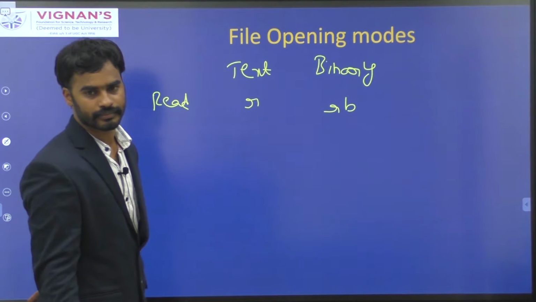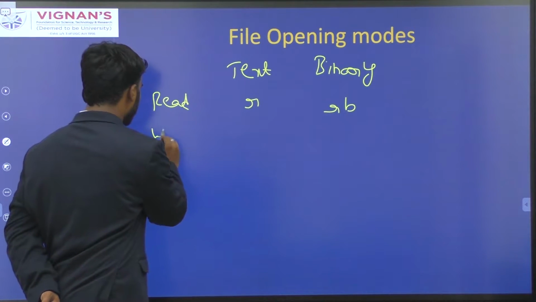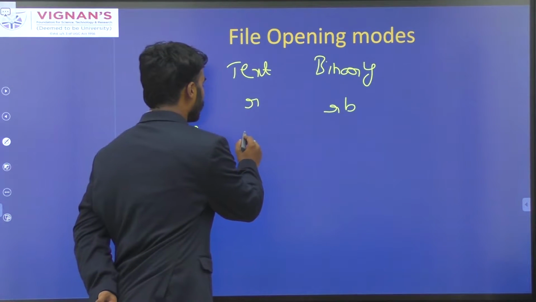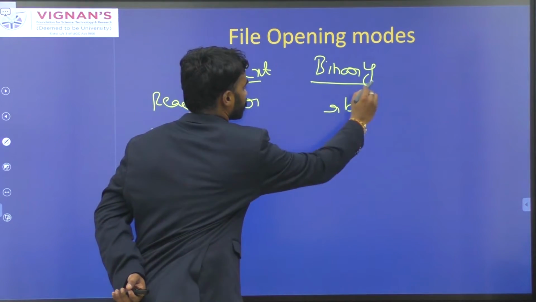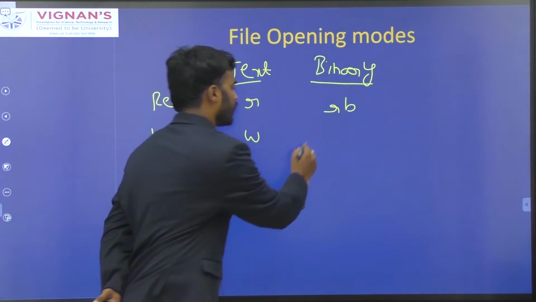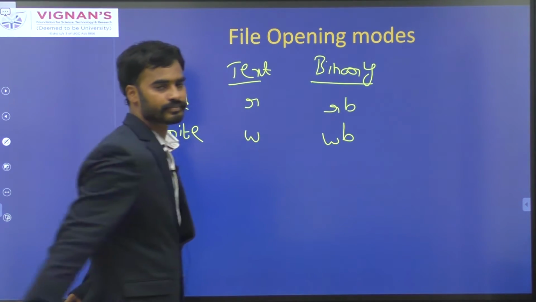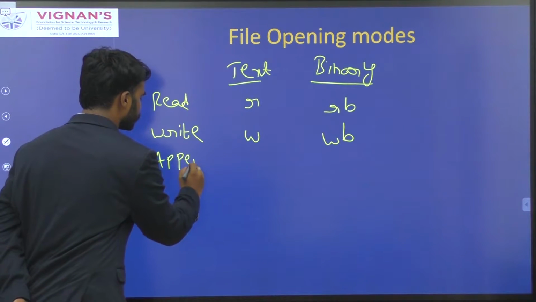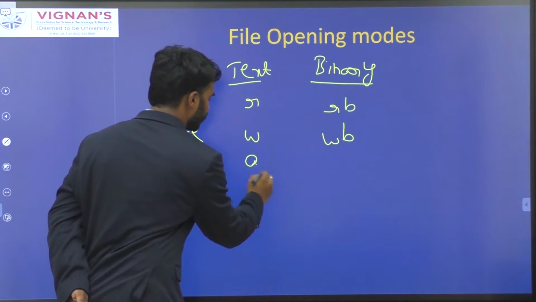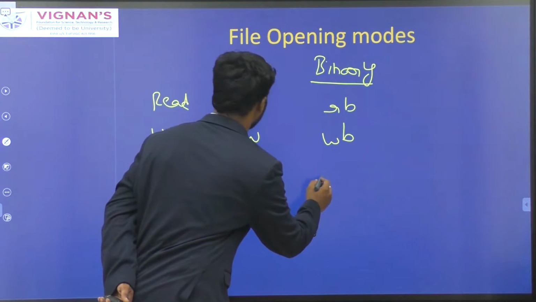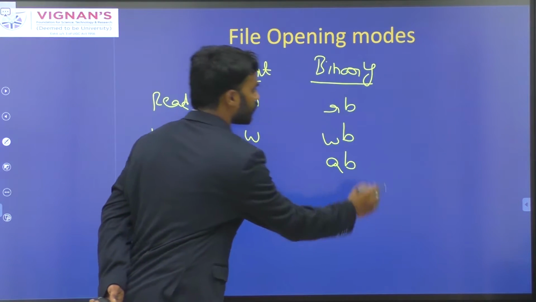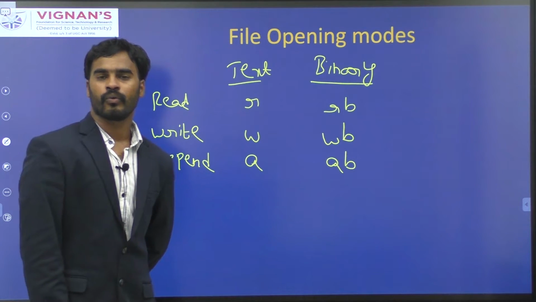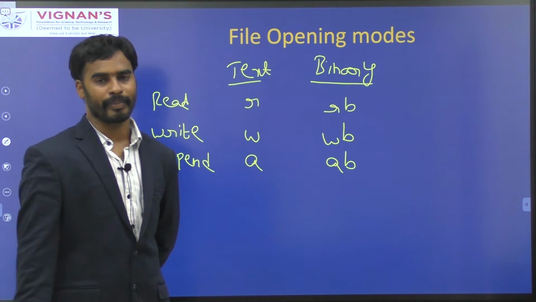B stands for binary. If you want to open a file for writing purpose, then the mode is W for text files, WB for binary files. If you want to open a file in append mode, the mode is A for text files, AB for binary files. Then the question is, what is the difference between write and append?